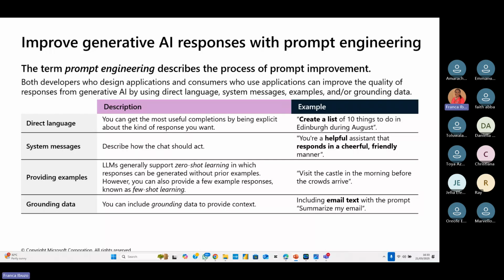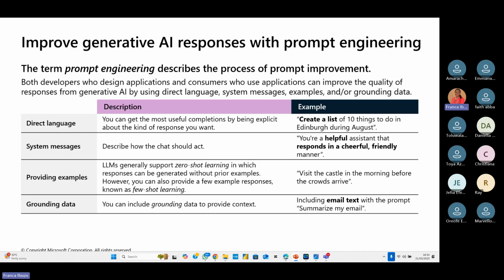So the term prompt engineering describes the process of prompt improvement because you can always improve the prompts you write. The better prompts you write, the better response you get. Both developers who design applications and consumers who use applications can improve the quality of responses from generative AI by using direct language, system messages, examples, or grounding data.